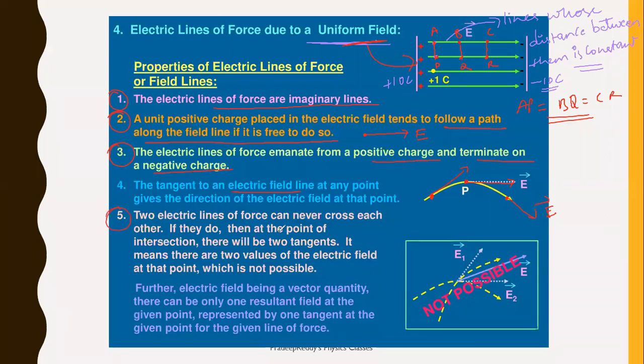And the last one is, two lines of force will not cross each other, because if they cross each other, at that point it represents the field is extended in two directions, which is not possible. And remember, electric field is a vector quantity. Always you should use vector laws in order to add electric fields.